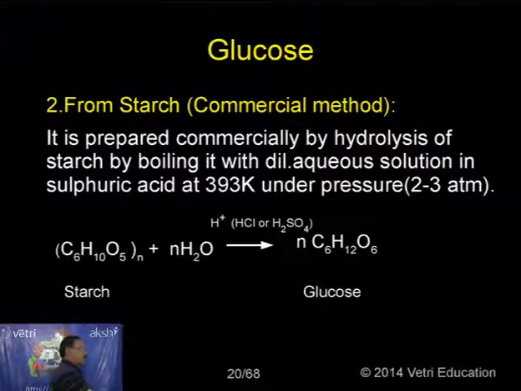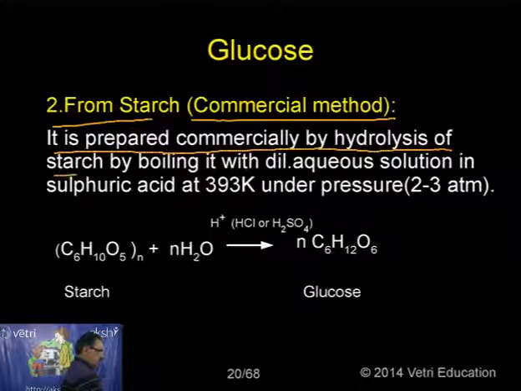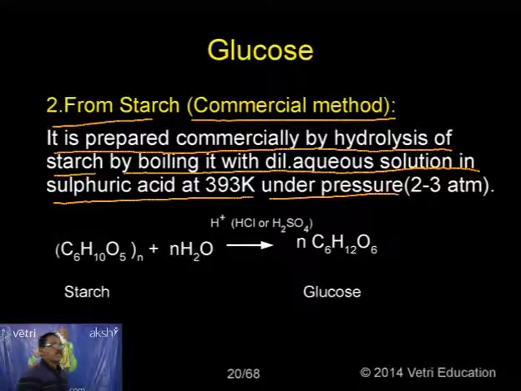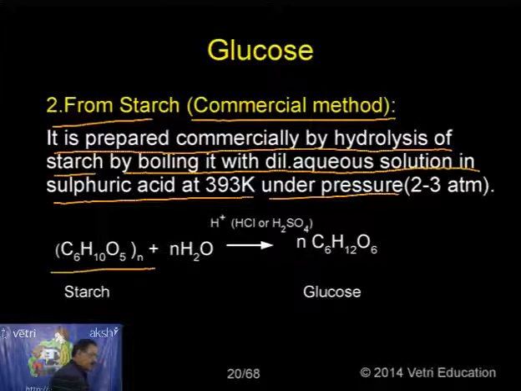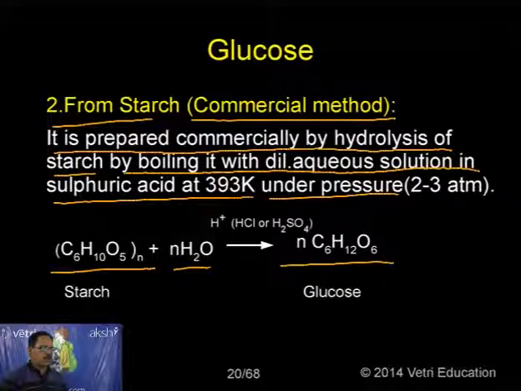Again, glucose can be prepared from starch, which is a commercial method, a large scale, industrial method. Under this method, it is prepared commercially by hydrolysis of starch by boiling it with dilute aqueous sulfuric acid at 393 Kelvin under pressure, 2 to 3 atmospheres. So the corresponding stoichiometry: the molecular formula for starch is (C6H10O5)n. If you add n molecules of water and treat with an acid, HCl or sulfuric acid, we get n molecules of glucose, C6H12O6.